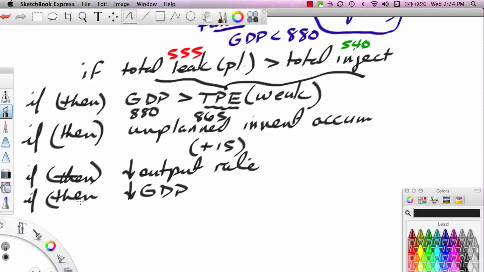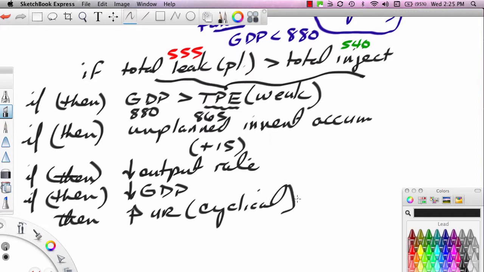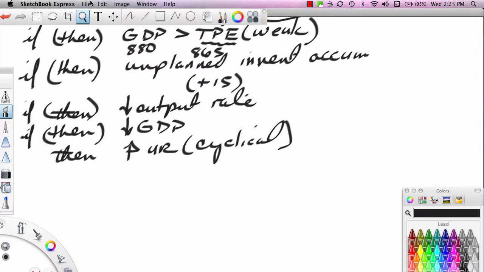And if there's a decrease in GDP, then there's going to be an increase in unemployment, the unemployment rate, specifically cyclical unemployment. So what we are basically building here is a model for a recession. All right, now I want to show you just a couple final things before we wrap up this lesson.